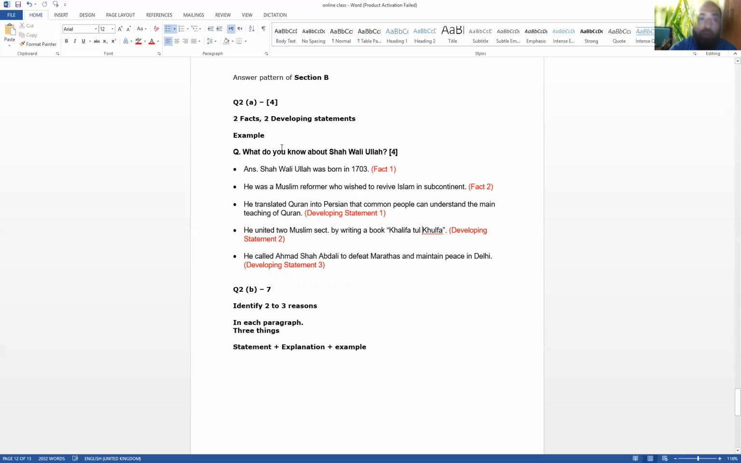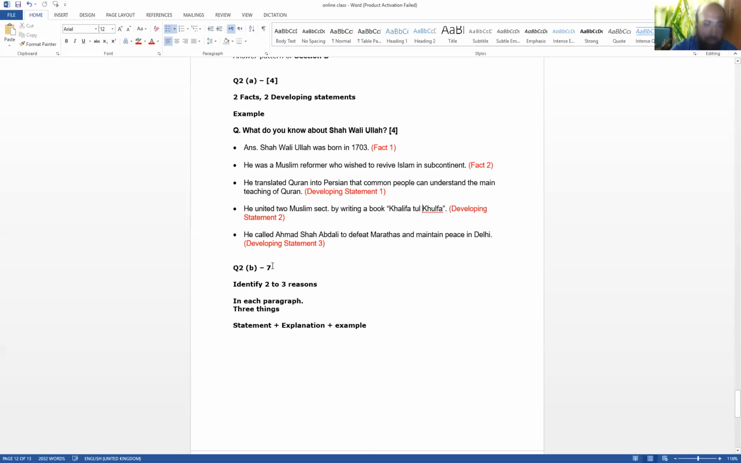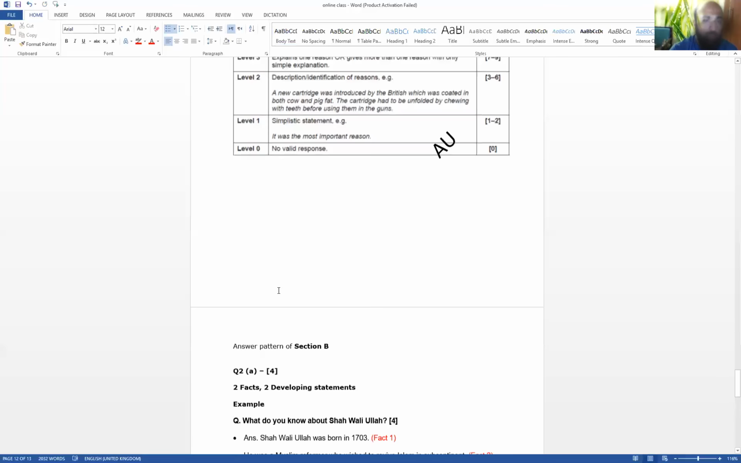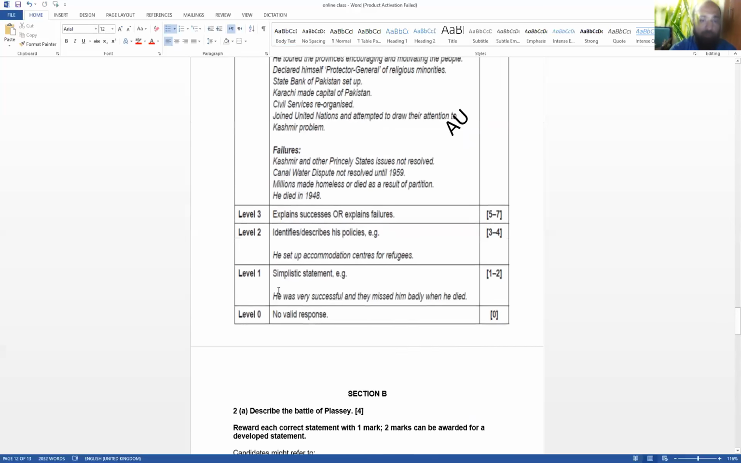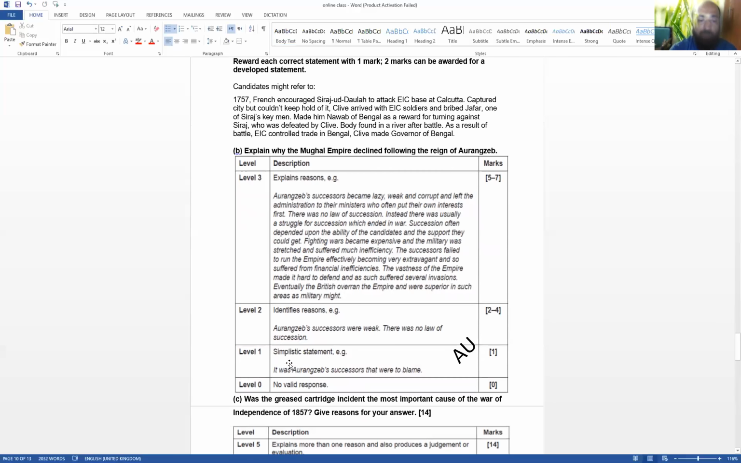It's the pattern of part A in section B. Move towards part B. You'll have to identify 2 to 3 reasons. Here, come towards the questions first. Look here: why did the Mughal Empire decline after the reign of Aurangzeb? We'll have to explain the reasons. But what is the pattern here?